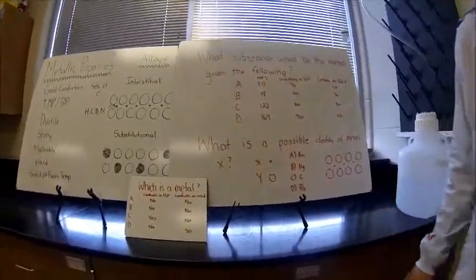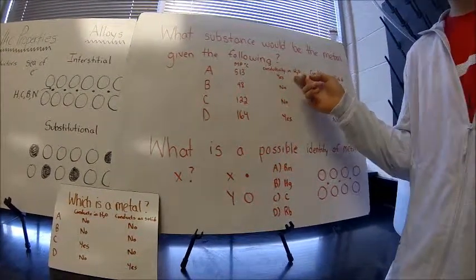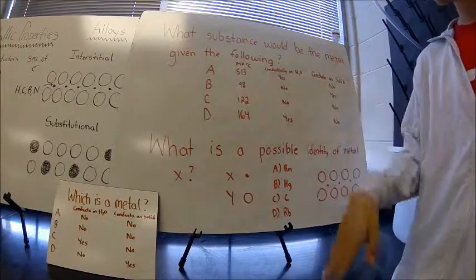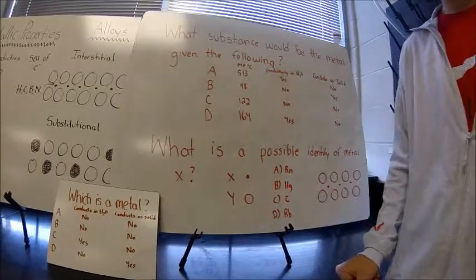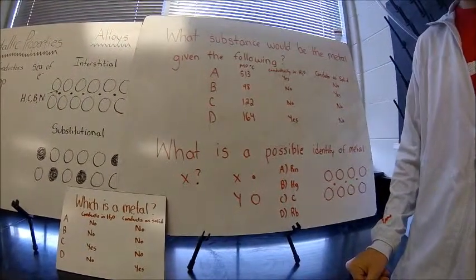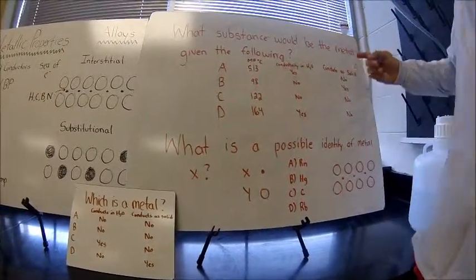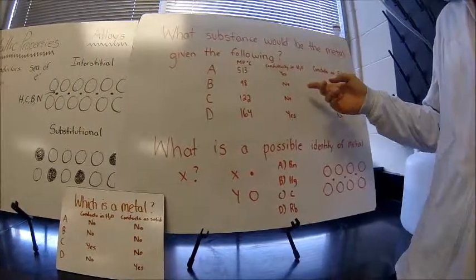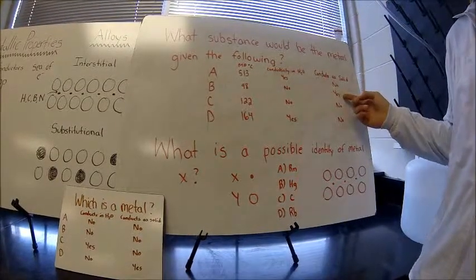Now if we go over to these two practice problems that I have, I'll let you guys work on these and then we'll come back later. Alright, so what substance would be the metal given the following? You were given melting point, conductivity in water, and conductivity as a solid. So back to the previous example, you always know something is a metal when it conducts as a solid because metals are the only substances that do that. So you can narrow it down right away and you don't even need all the other information. You just know that B is going to be the metal since it conducts as a solid.